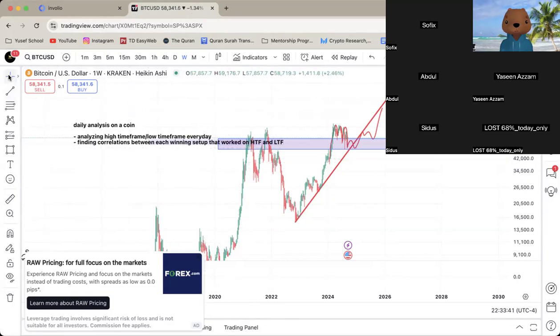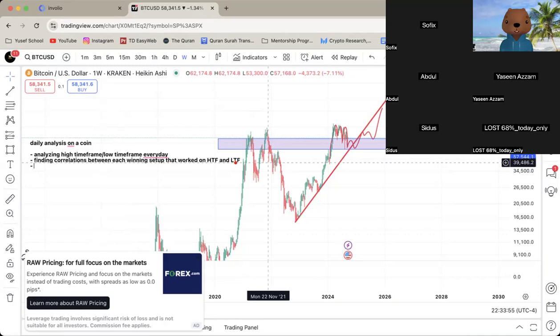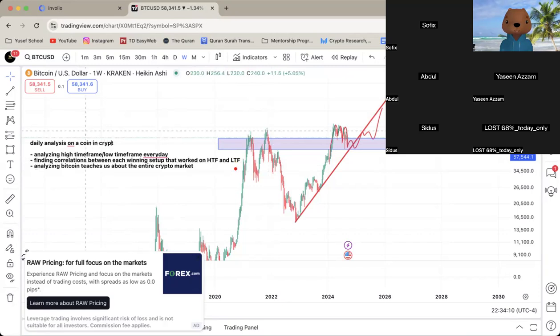So we got this coin right here. Bitcoin, one of the most popular coins. It's clearly the hot topic in crypto. Everything moves behind it. So when we analyze this coin, it's going to give us a lot of knowledge on other coins. Analyzing Bitcoin teaches us about the entire crypto market, right? So for daily analysis on a coin in crypto, you have to do analysis on Bitcoin to understand where it's going.